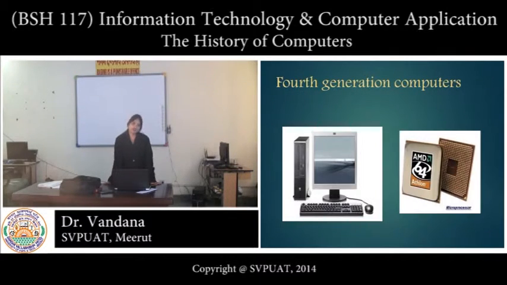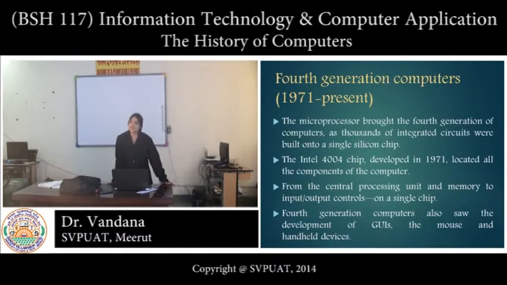In fourth generation computers, these integrated circuits became even smaller, and developers started using large scale integrated circuits or very large scale integrated circuits on microprocessors. So the Intel 4004 chip was developed in this era, and the central processing unit and memory were all assembled in a small chip. The fourth generation also saw the development of the graphical user interface with the mouse and more handling devices.